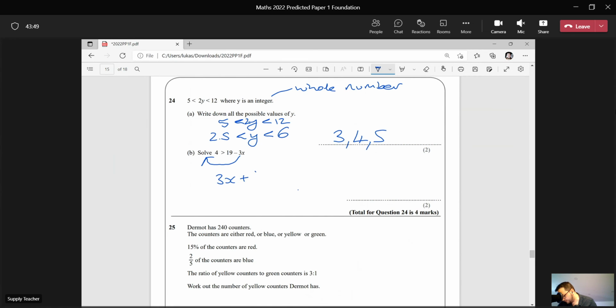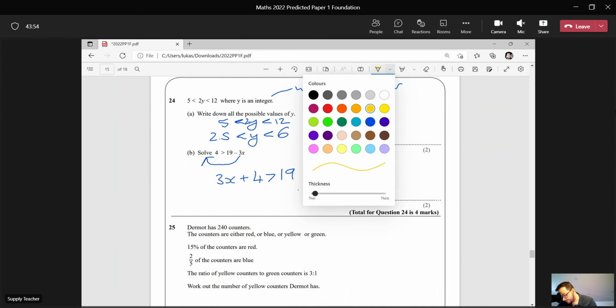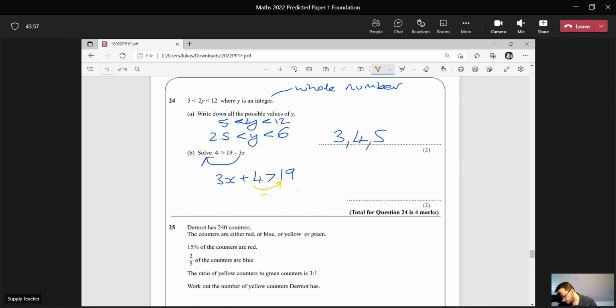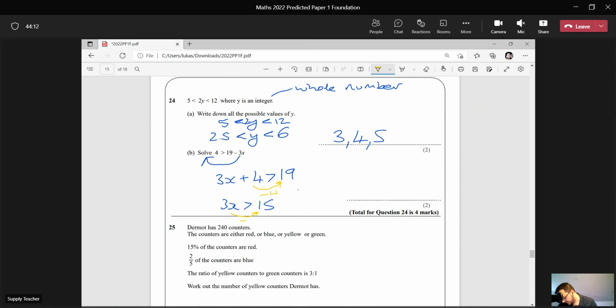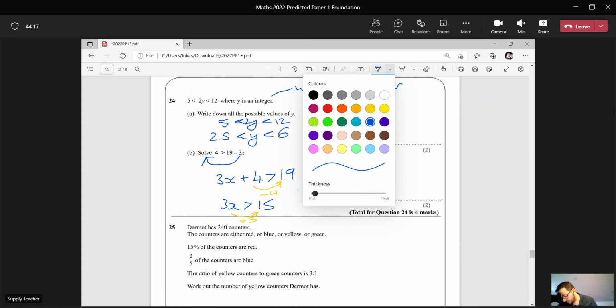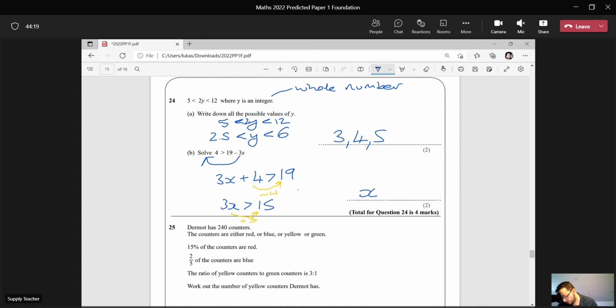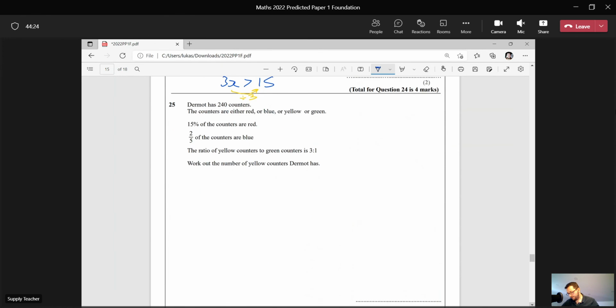So we've got 3x plus 4 is more than 19. Next thing I'm going to do is take away the 4. So we end up with 3x is more than, well, 19 take away 4 is 15. And then finally, we just want to divide by 3. And 15 divided by 3 is 5. So our answer is x is more than 5.